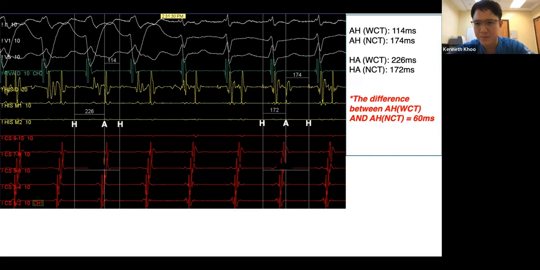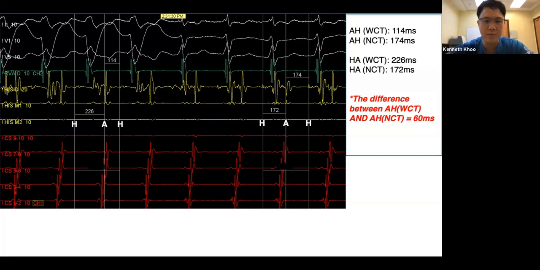particular patient. Now we found that between the broad complex tachycardia and the narrow complex tachycardia, there is a difference in the AH and the HA time, in which the AH time of the wide complex tachycardia is shorter than the AH interval of the narrow complex tachycardia, while the HA time of the wide complex tachycardia is longer compared to the HA time of the narrow complex tachycardia.